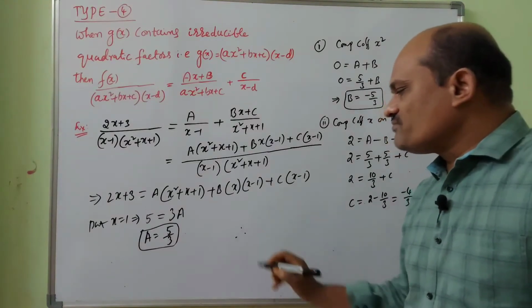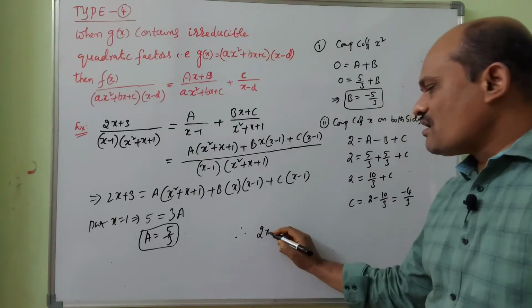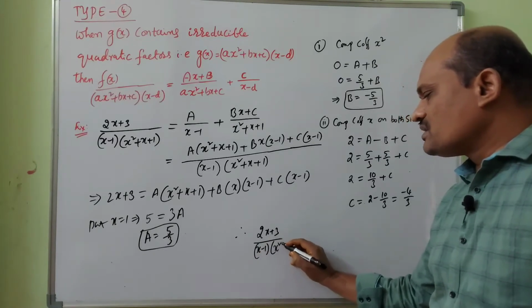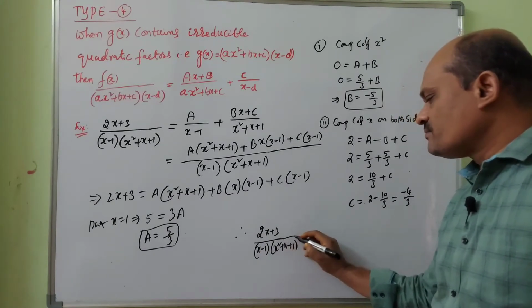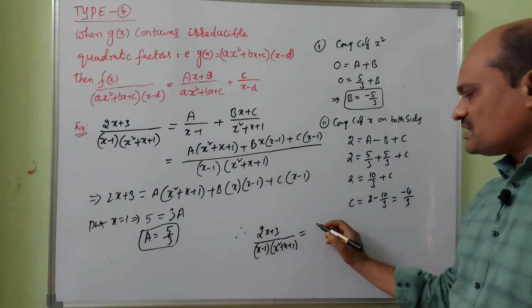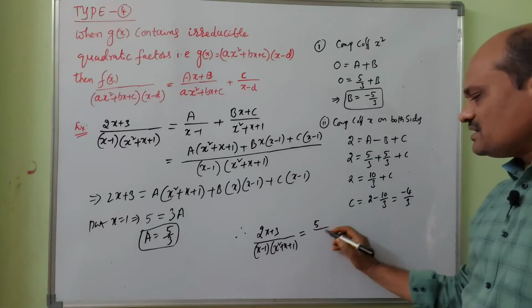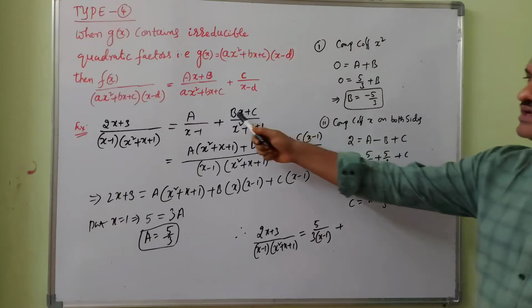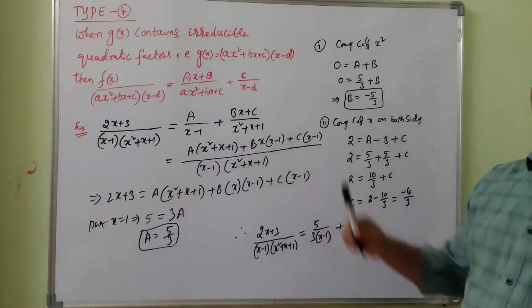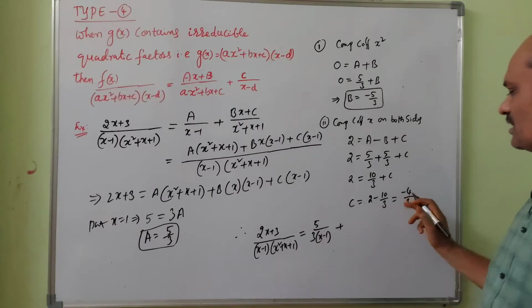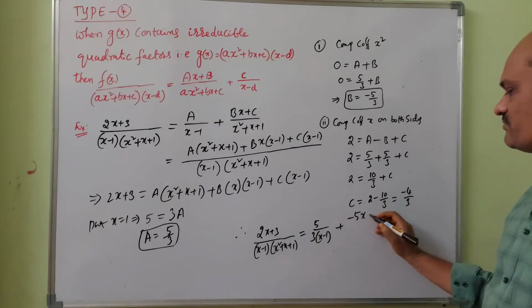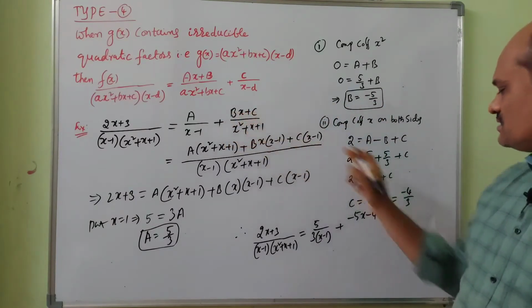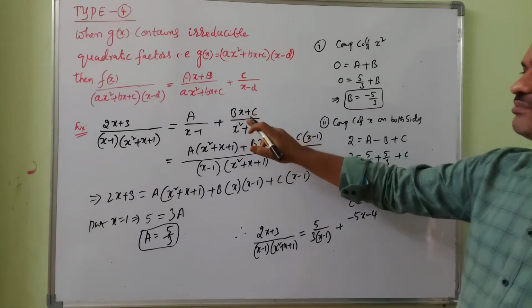Now I can write partial fractions. What are the partial fractions of (2x plus 3) by (x minus 1) into (x square plus x plus 1)? A is 5 by 3, substitute here, 5 by 3 by x minus 1, the 3 you have to write in the denominator. B value is minus 5 by 3, C value is minus 4 by 3, substitute here, minus 5 by 3 x plus minus 4 by 3.